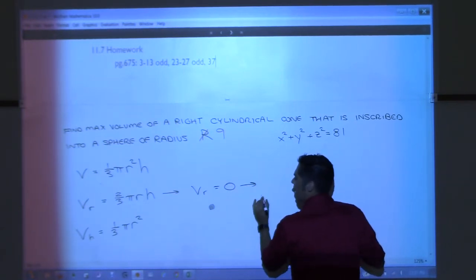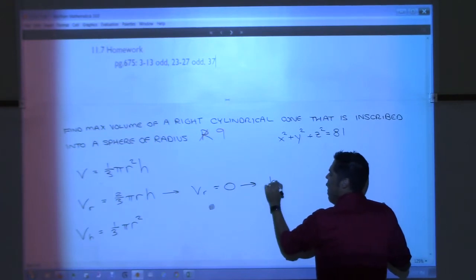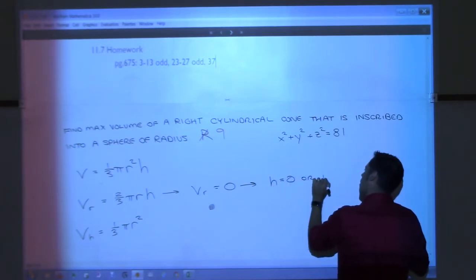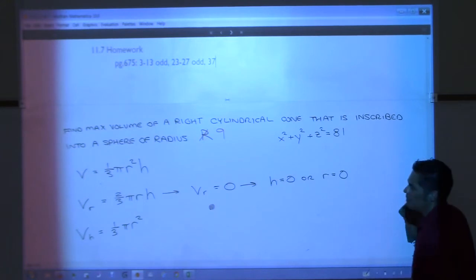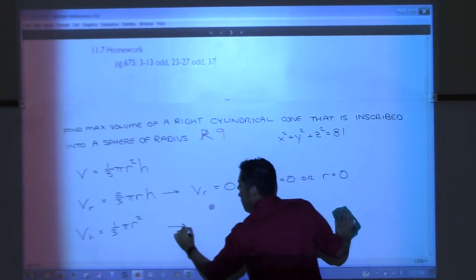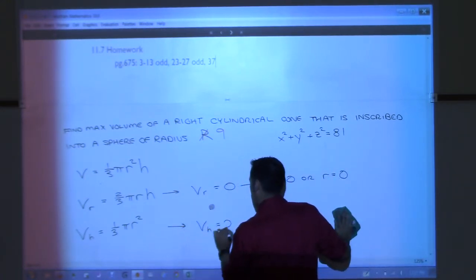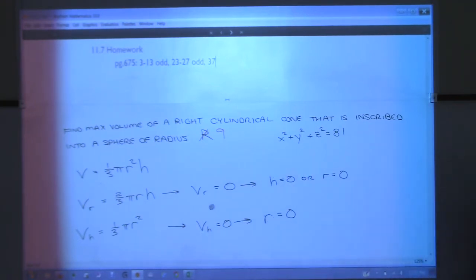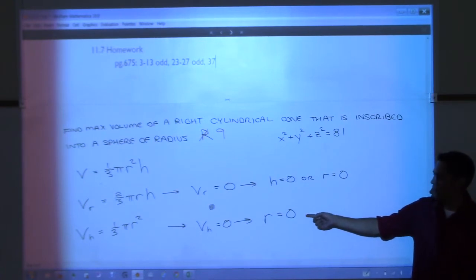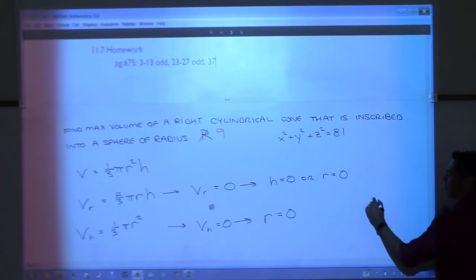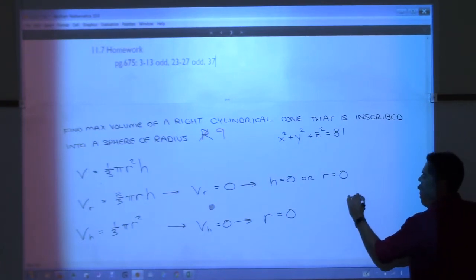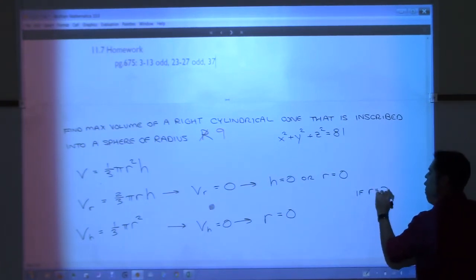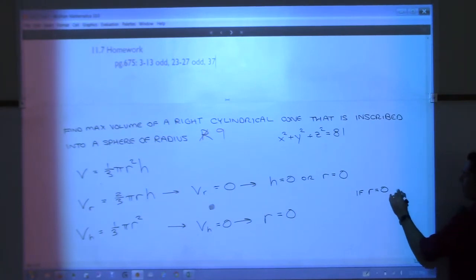It means that h is equal to 0, or r is equal to 0. And then this one set equal to 0 gives r is equal to 0. But if r is 0, what can h be? h is free. That's bad.